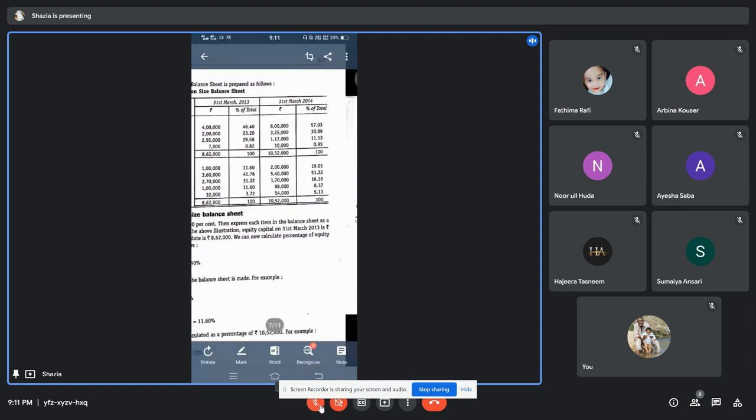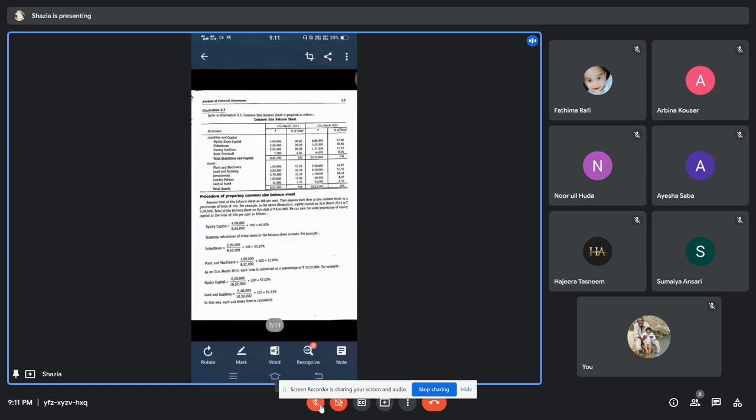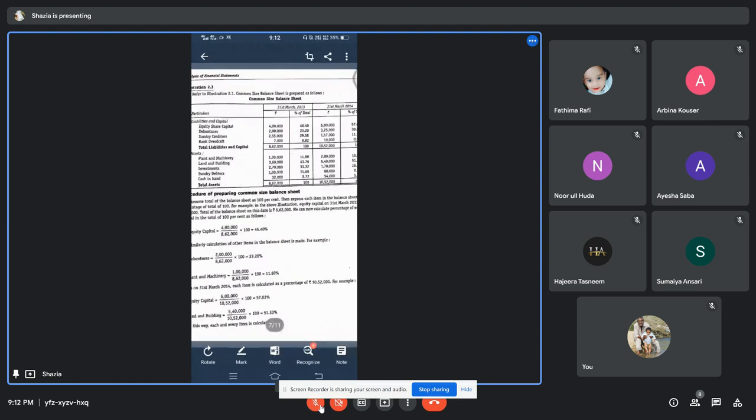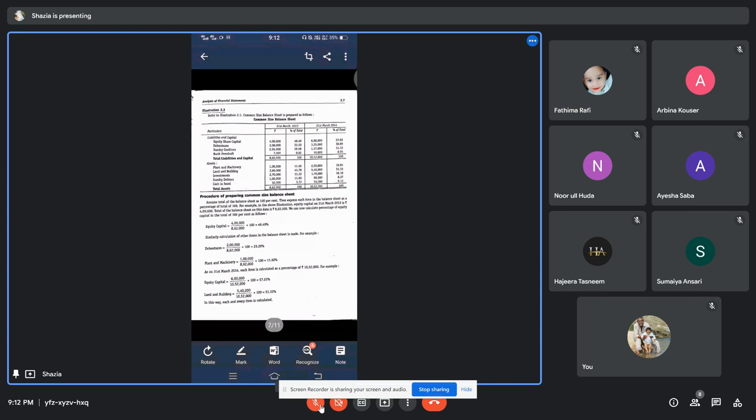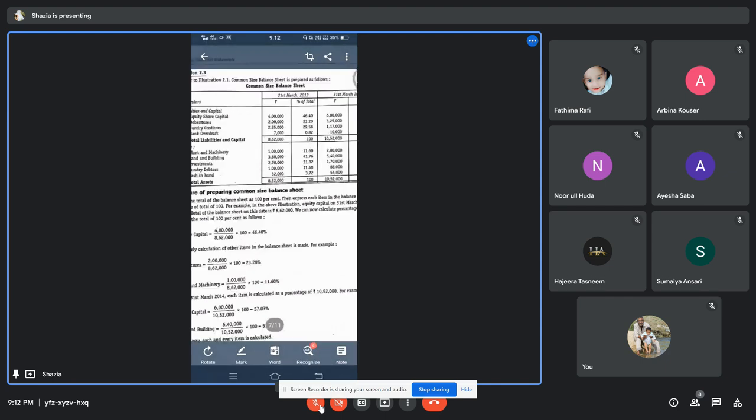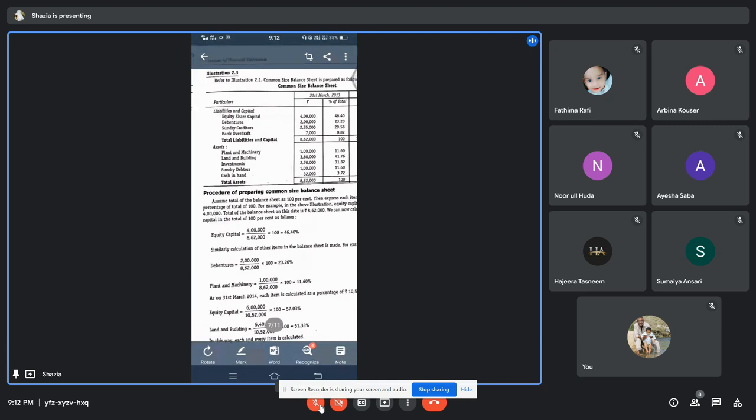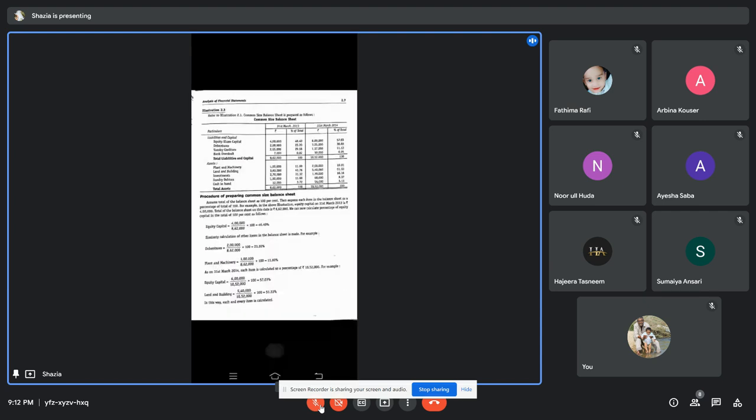So same way you have to do it for the next year also. Now what is the next year amount? Equity share capital is 6 lakh. For this also, but now you have to take, because this is for the current year, isn't it? The previous year's total liability was 10,62,000. Now for the current year it is 10,52,000, isn't it? So see, they have done it here under this last one. As on 31st March 2014, each item is calculated on 10,52,000, for example.